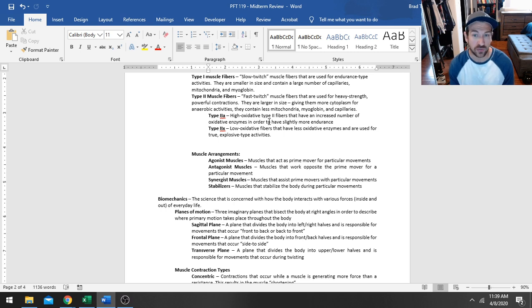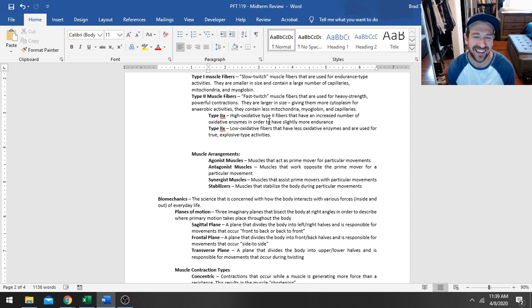Then you've got your type 2 fibers, which are referred to as fast twitch fibers. They tend to be used for heavy strength, really powerful contractions, right? They're larger in size, so they're going to have more cytoplasm, which means they're going to be a little bit better at anaerobic metabolism. They don't have quite as much mitochondria, they don't have as much myoglobin, and they don't have as many capillaries. So they may not be as good at aerobic activity, but they're very good at anaerobic activity thanks to their size and cellular plasma.